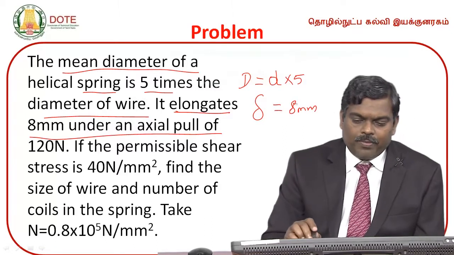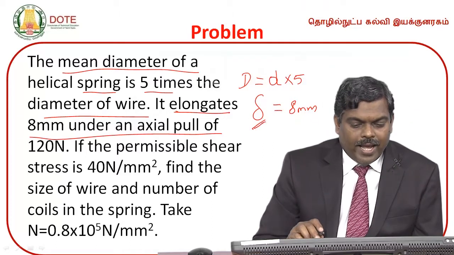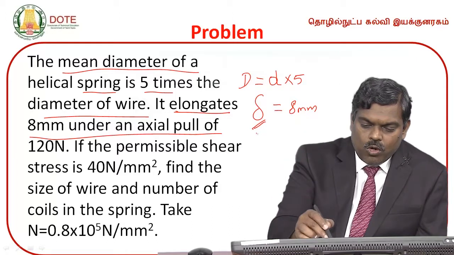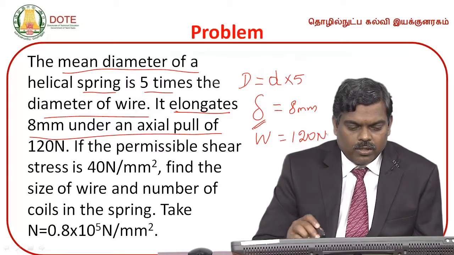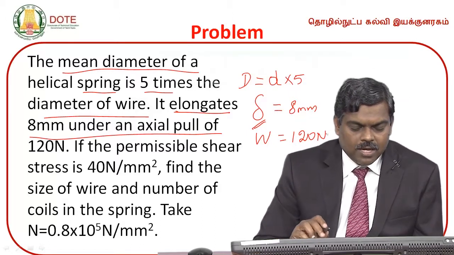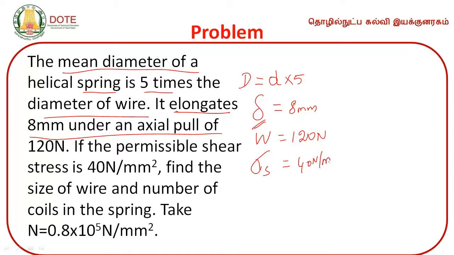Deflection is 8 mm. ஓகேங்களா, ஸோ இந்த சிம்பிள் பேர் என்ன சொல்கிறோம், டெல்டா. ஆக்சியல் புல் ஆஃப் 120 Newton. ஸோ லோடு W is going to be 120 Newton. If the permissible shear stress is 40 Newton per mm square, sigma s, permissible shear stress is going to be 40 Newton per mm square. Find the size of the wire and the number of coils in the spring. Take modulus of rigidity as 0.8 into 10 to the power 5 Newton per mm square.